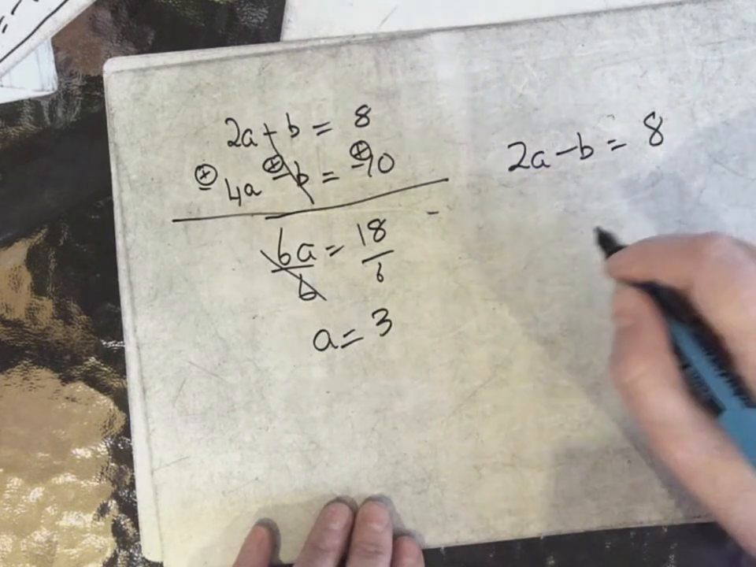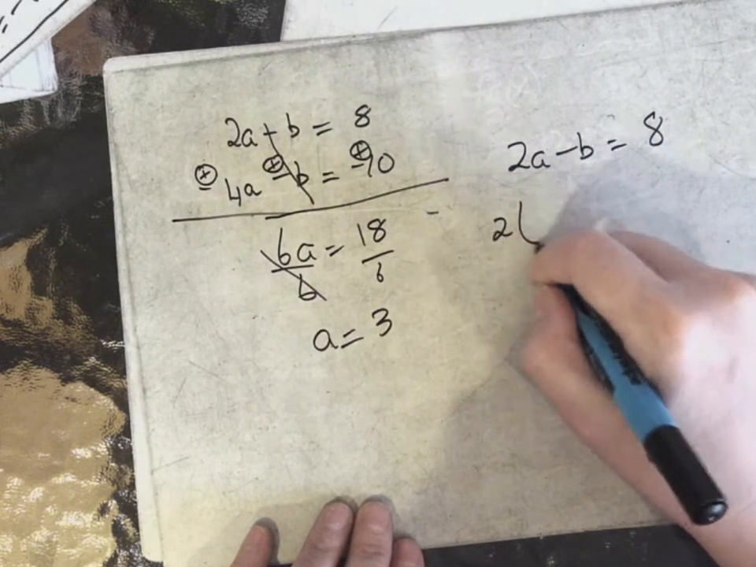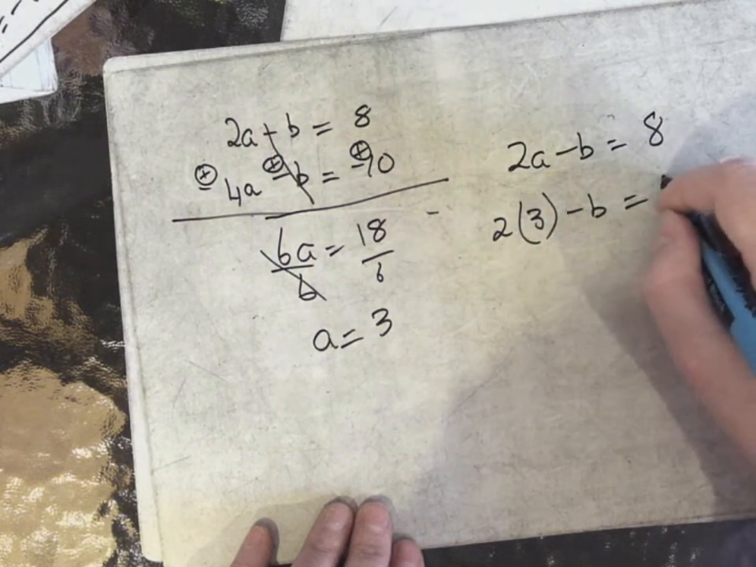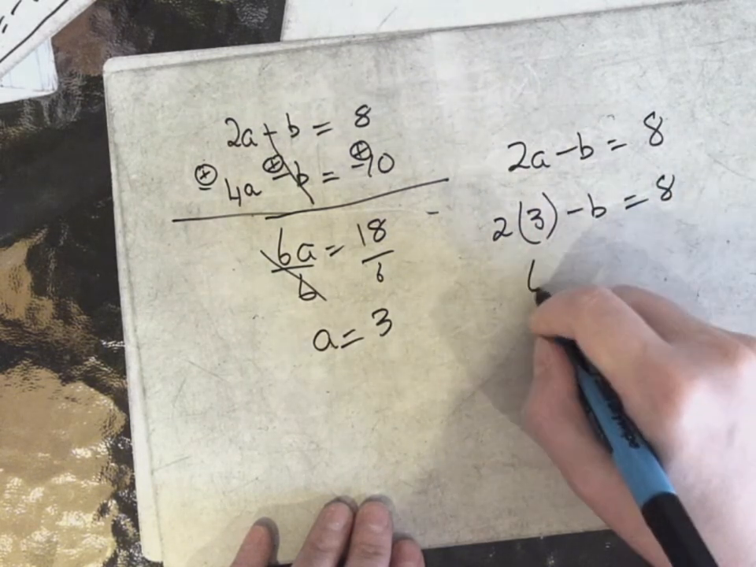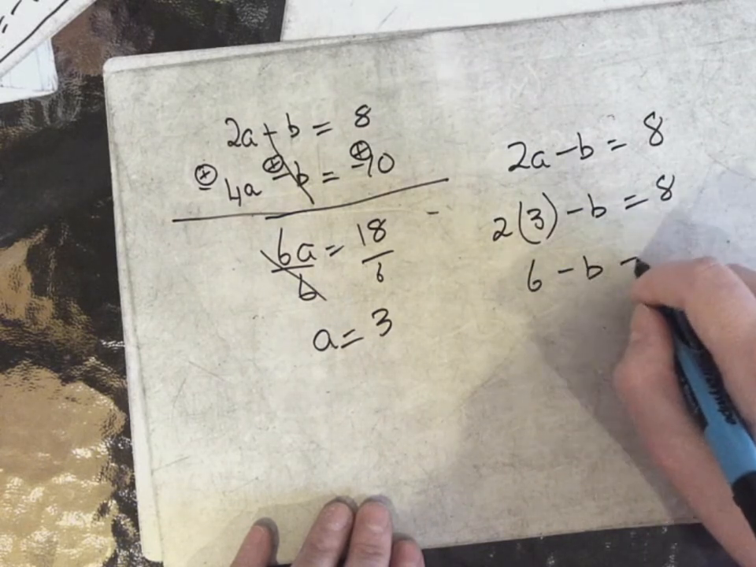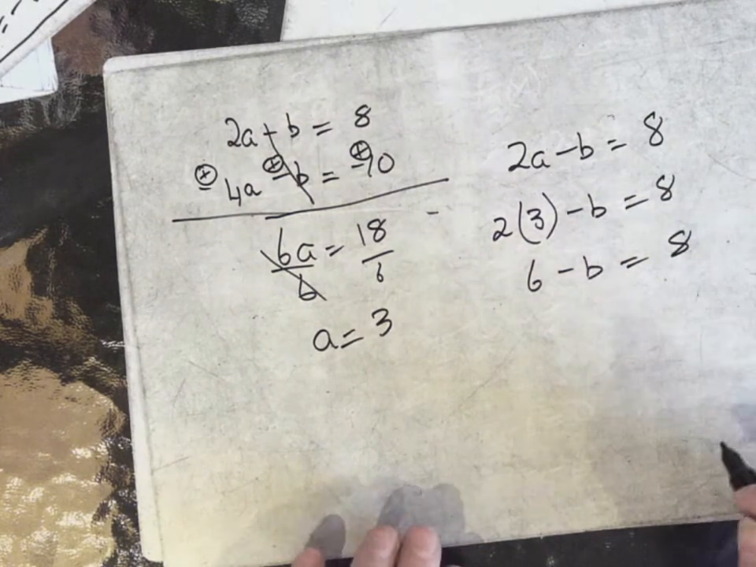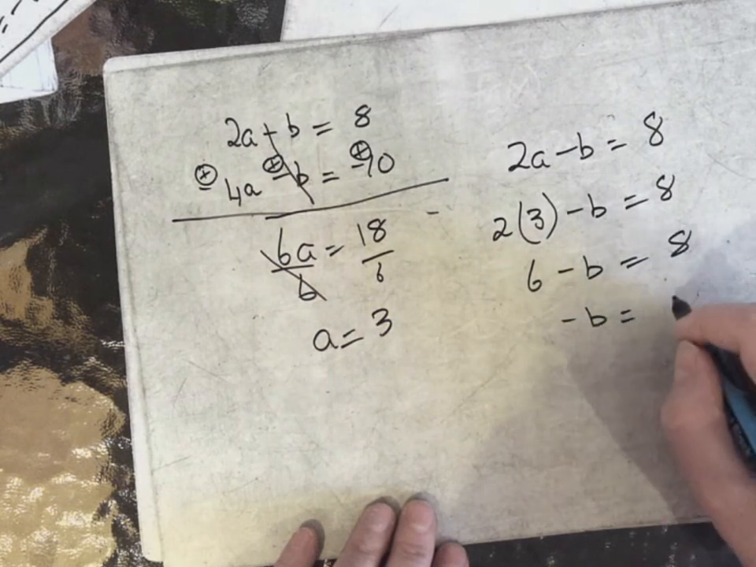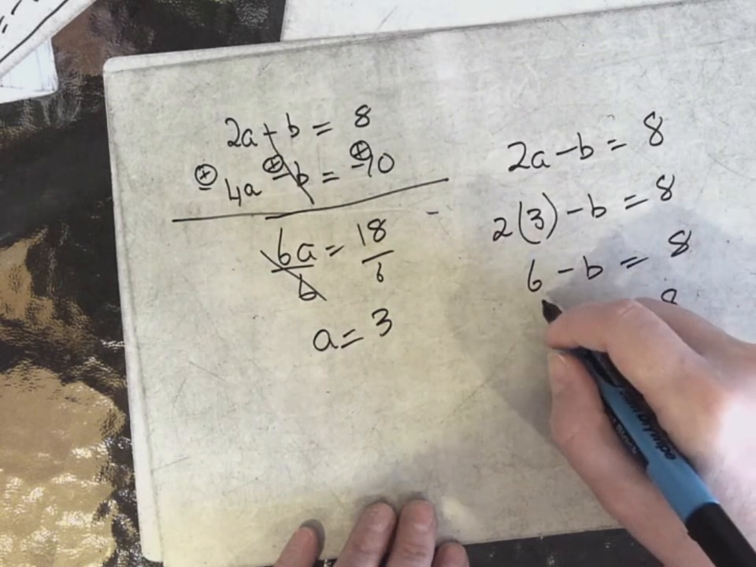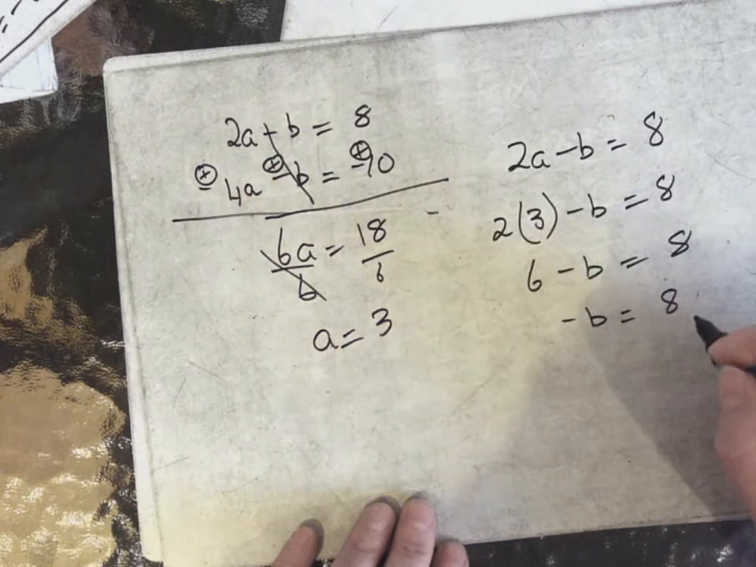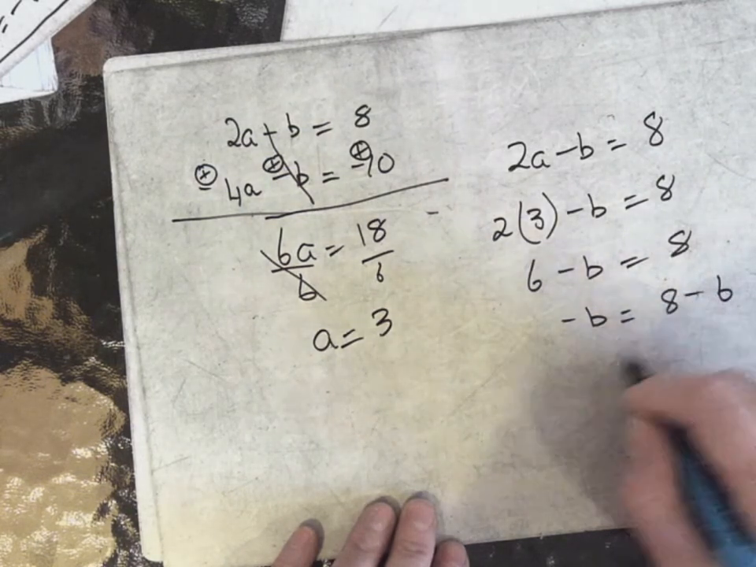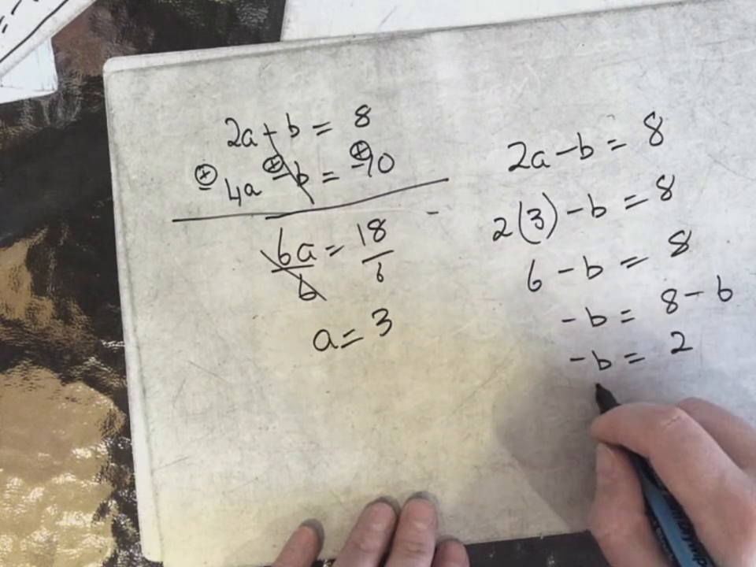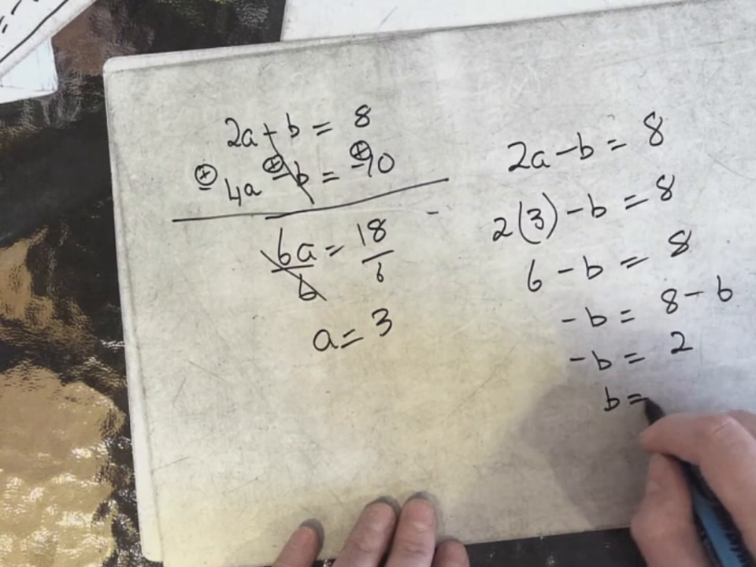Okay, so then go back to 2a minus b equals 8. I've just figured out that a is 3, so it's 2 times 3 minus b equals 8. 2 times 3 is 6 minus b equals 8. Letters on one side, numbers on the other. Moving the 6, the minus b stays put. 8 is where you want it to be. The 6 comes over and becomes a minus 6. So that means minus b is equal to 2. So that means plus b is equal to minus 2.